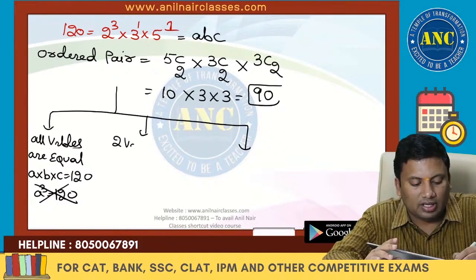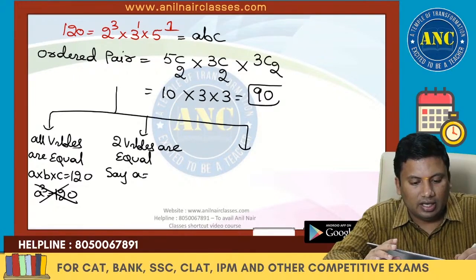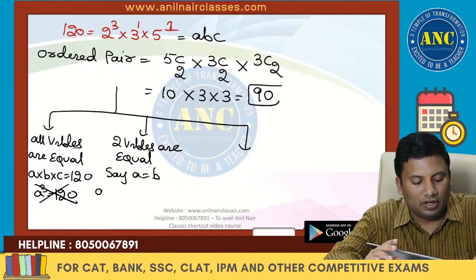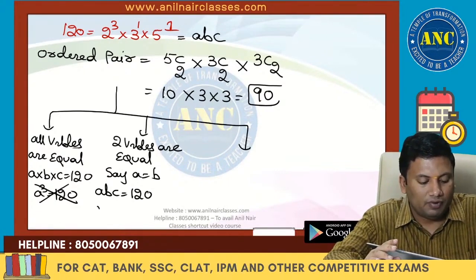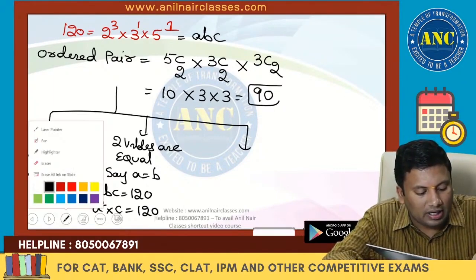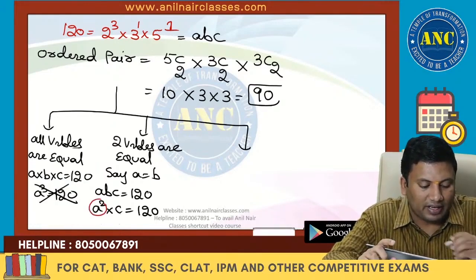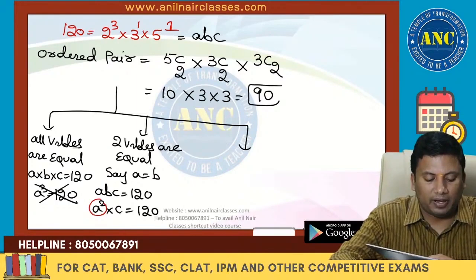Two variables are equal. If two variables are equal, say a is equivalent to b, this will become abc is equivalent to 120, which is nothing but a square into c is nothing but 120. Listen carefully, sir. A square into c. A square is a perfect square.